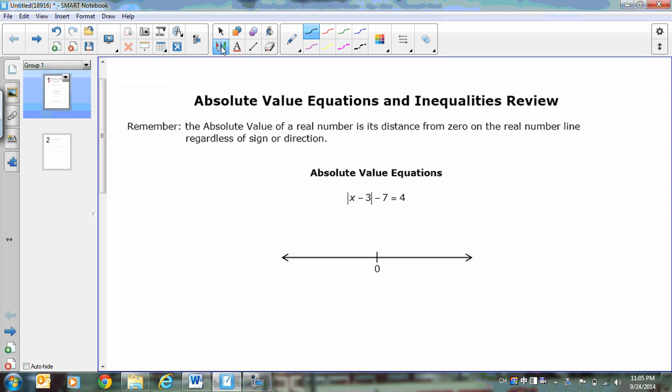All right, a quick review of absolute value equations and inequalities. The first thing you need to remember is the definition of the absolute value of a real number. The absolute value of a real number is its distance from zero. That's crucial to know. Absolute value of a real number is its distance from zero on the real number line, regardless of sign or direction. All right, so let's go ahead and solve an absolute value equation.